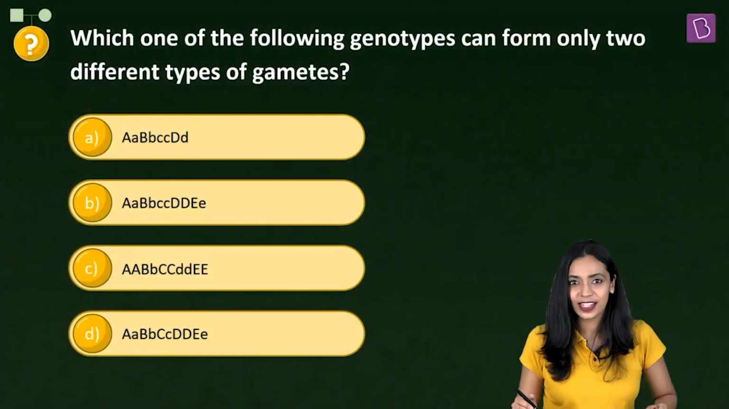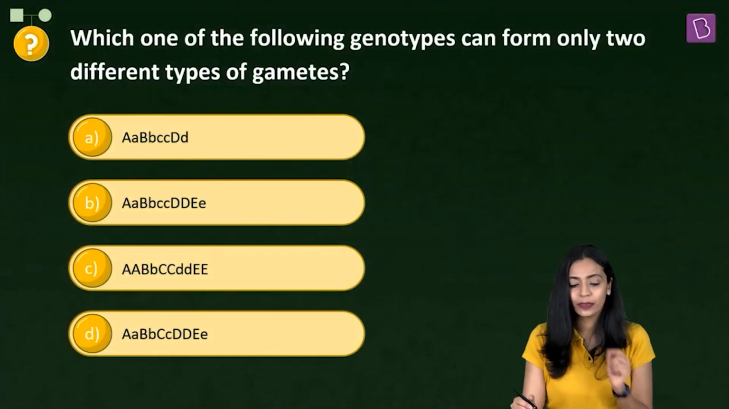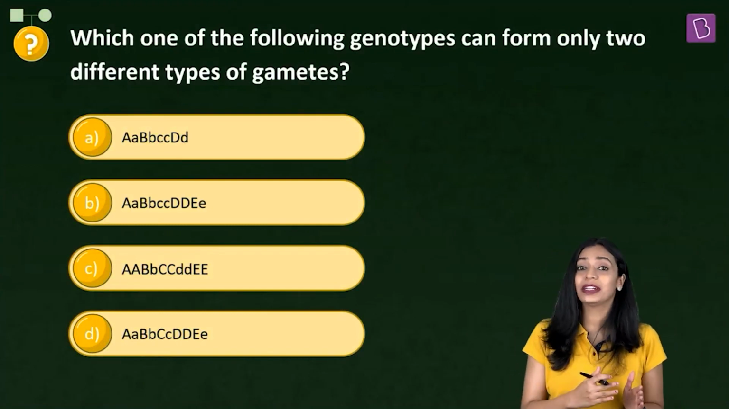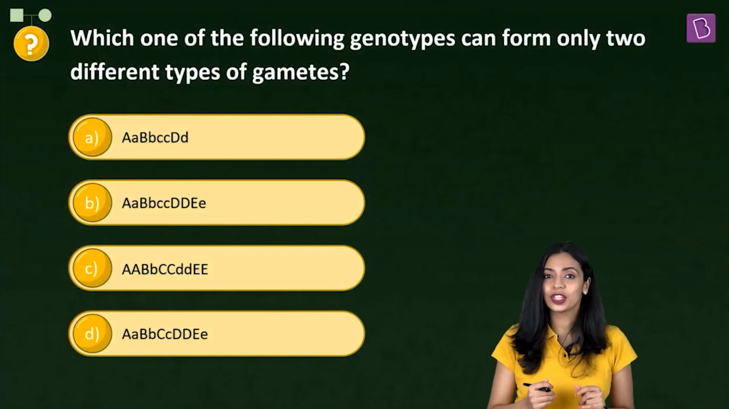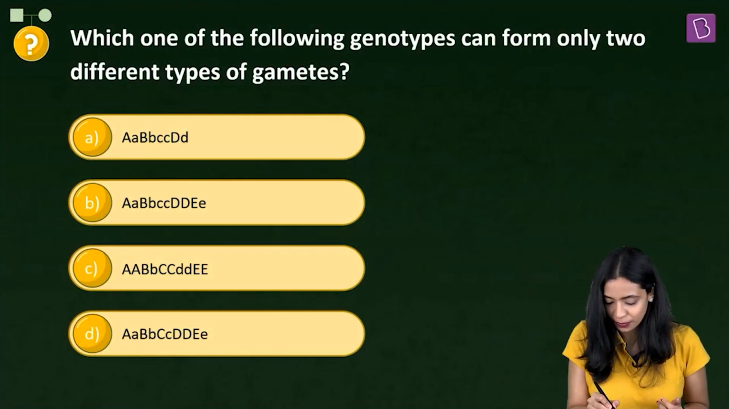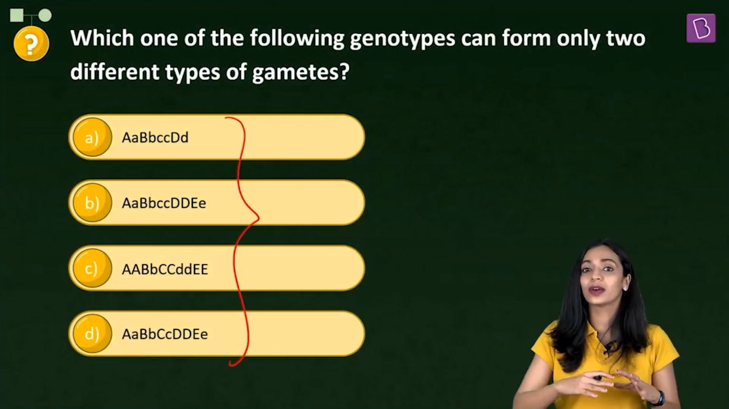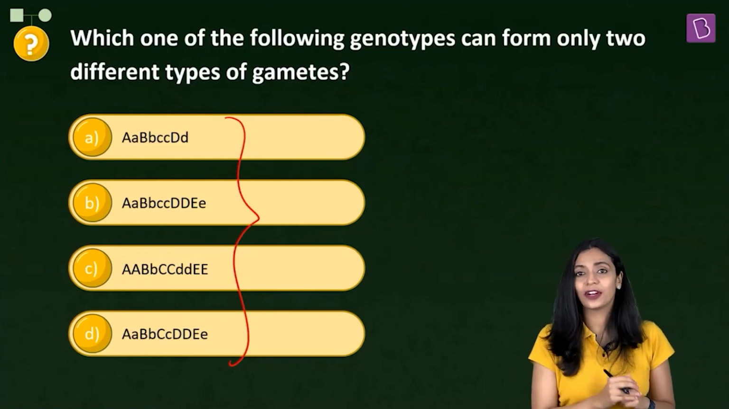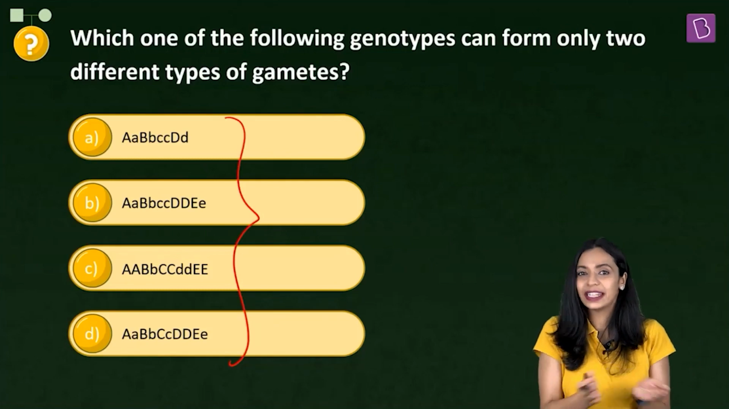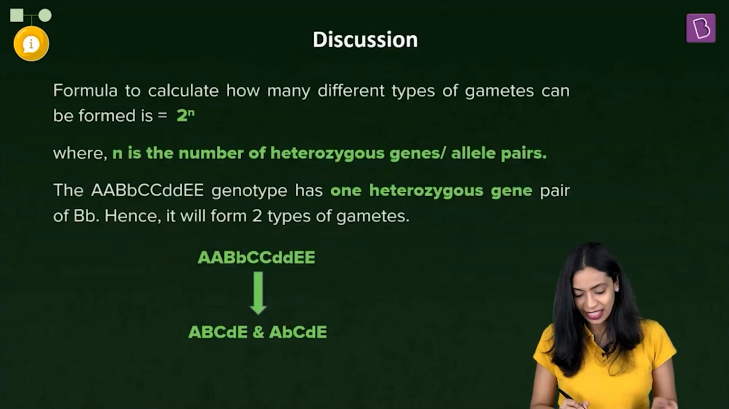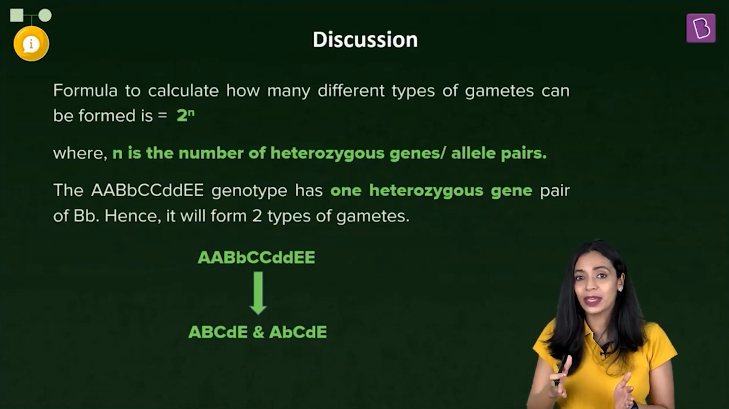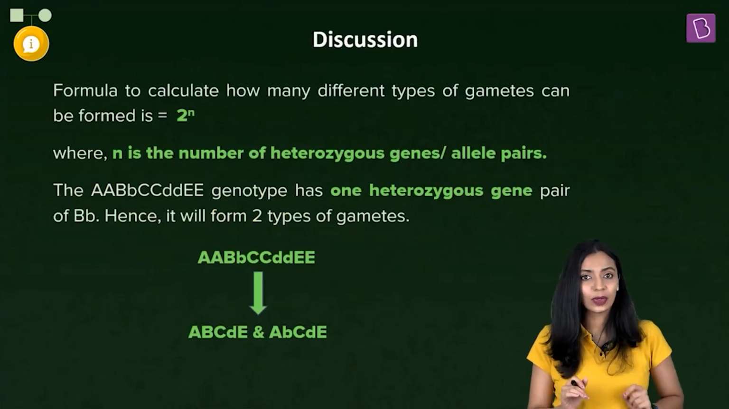Now this is an interesting question. Which one of the following genotypes can form only 2 different types of gametes? In the options, different genotypes are given. So we have to figure out which among these genotypes can form only 2 different types of gametes. Before I read out the options, I want to give you an easy formula that is used to calculate the number of types of gametes that are possible when the genotype is given.